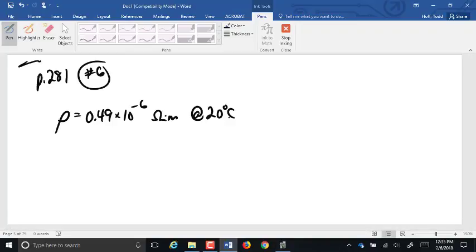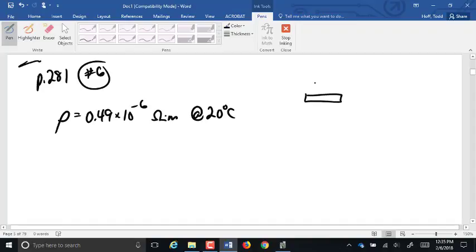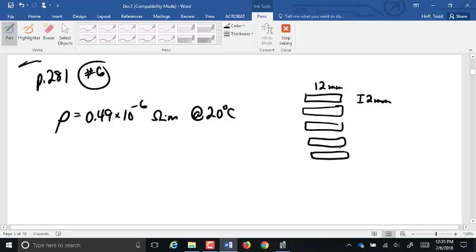So what we've got here is air gaps. So what we have here is several layers that are 12 millimeters wide and 2 millimeters thick. And it appears to be 5 of those. The air gap in between does not matter. The air gap is for cooling because that high of resistance is going to produce a lot of heat. So the cross-sectional area here is just going to be 12 millimeters by 2 millimeters times 5. So that's going to be 120 millimeters squared.